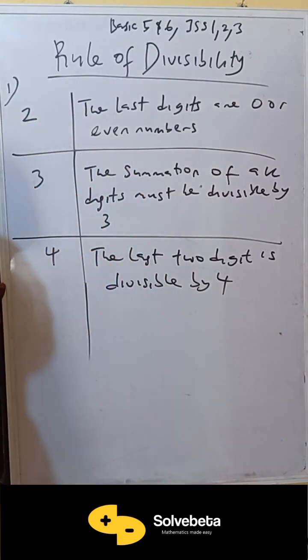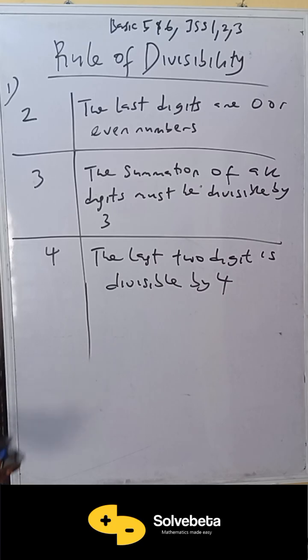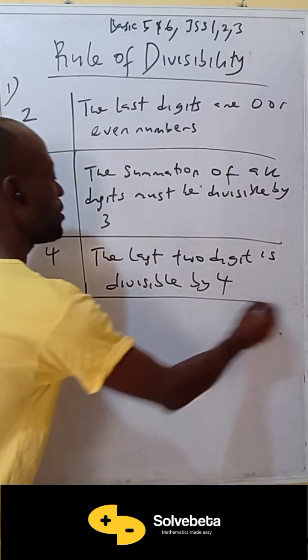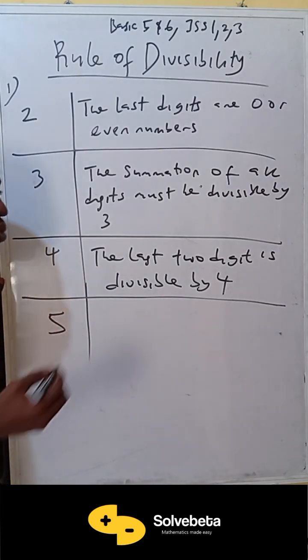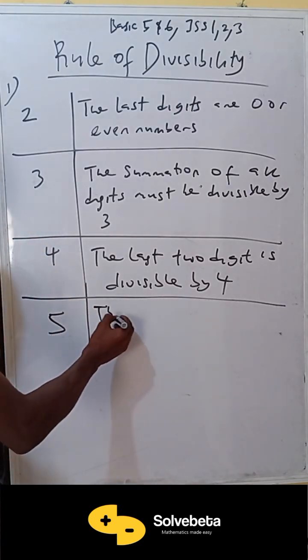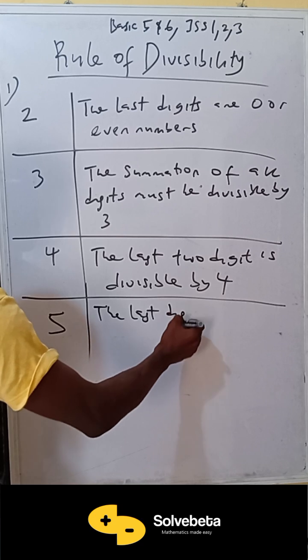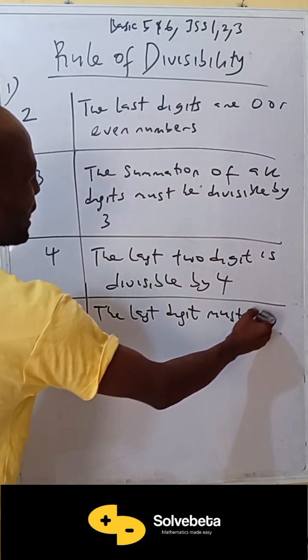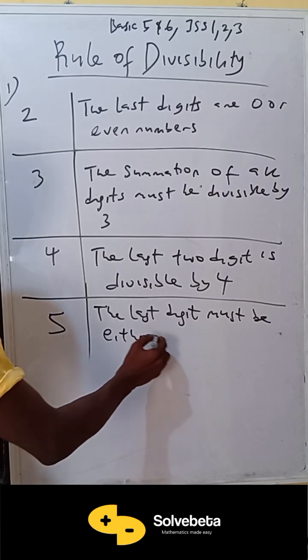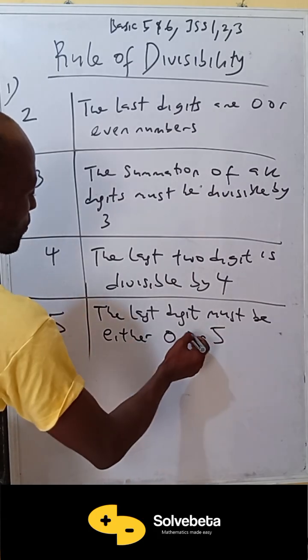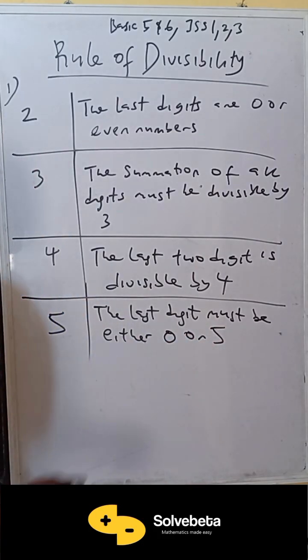The last 2 digits must be divisible by what? 4. Now let's go to 5. I think 5 is the easiest. I think you should have encountered or come in contact with 5. How do you know that 5 can divide the number? There are two things. The last digit must be either 0 or 5.